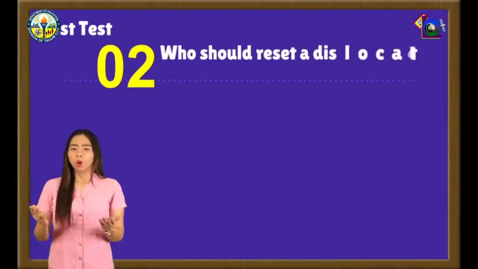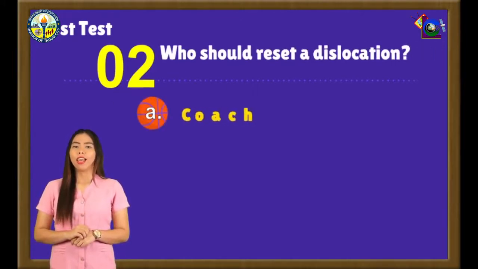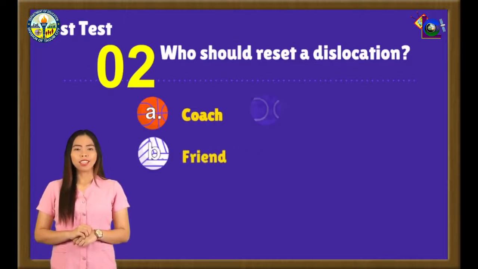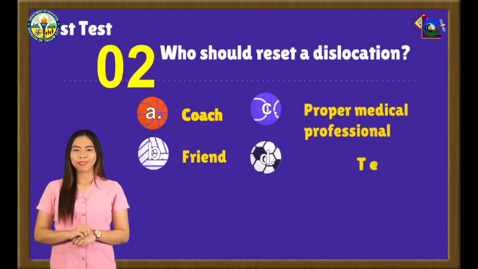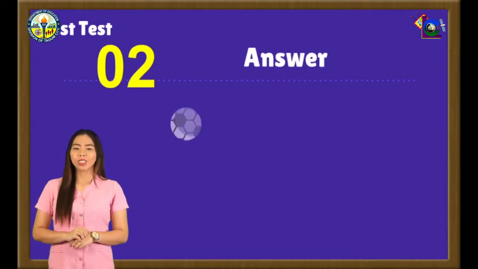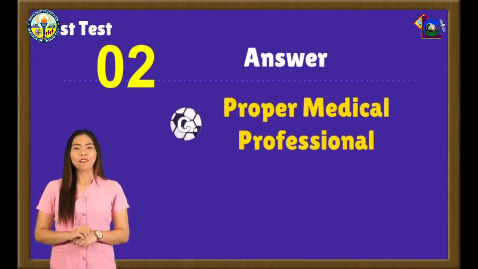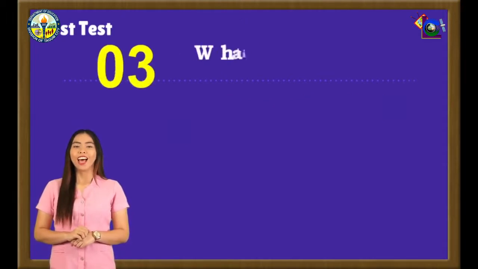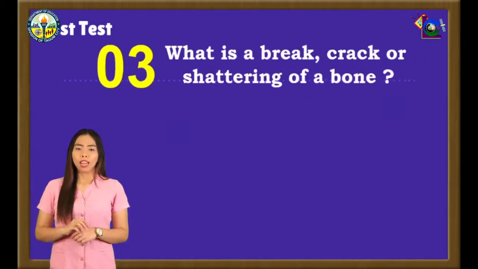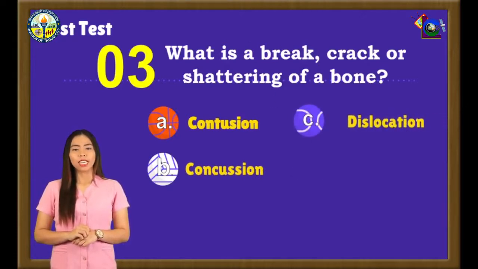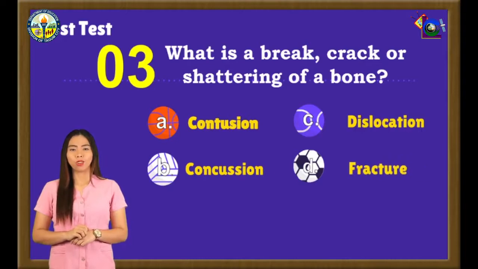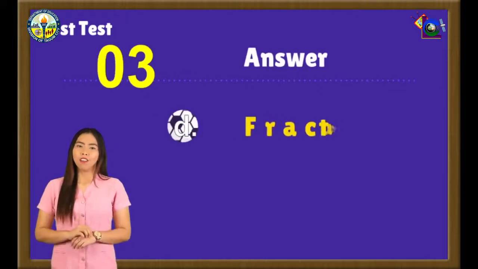Number 2. Who should reset a dislocation? A. Coach. B. Friend. C. Proper medical professional. D. Teacher. The correct answer is letter C. Proper medical professional. Number 3. What is a break, crack, or shattering of a bone? A. Contusion. B. Concussion. C. Dislocation. Or D. Fracture. The correct answer is letter D. Fracture.